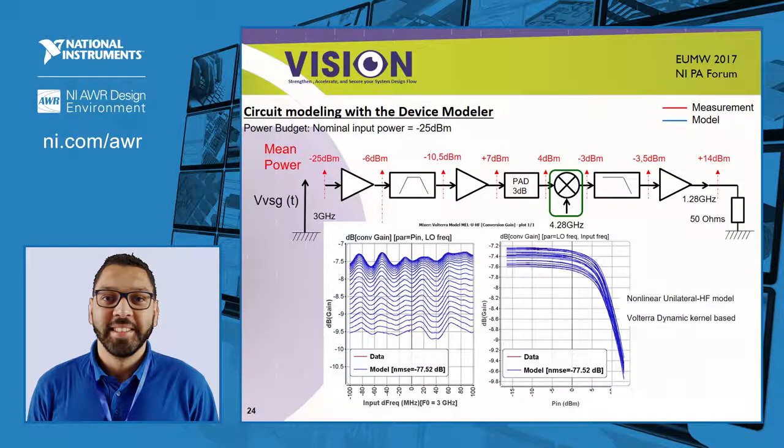We provide a model of mixer that takes into account the non-linearity and the high frequency memory effects between the RF and IF band for a fixed LO power level.